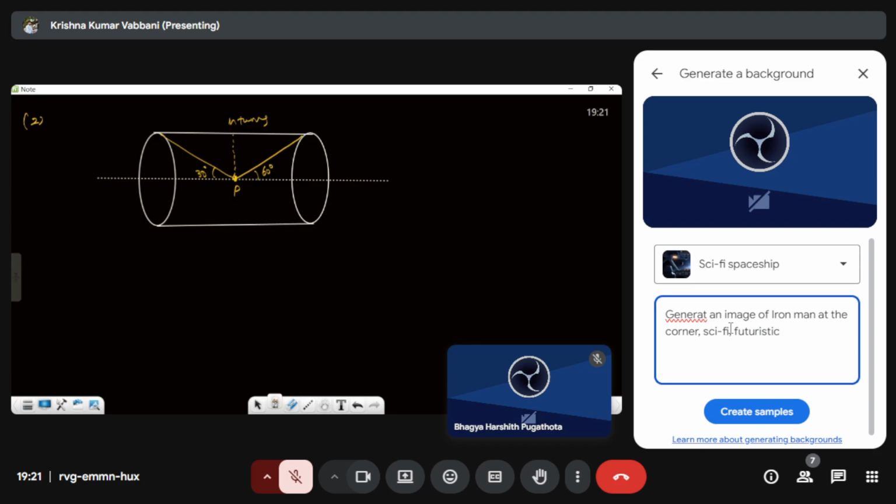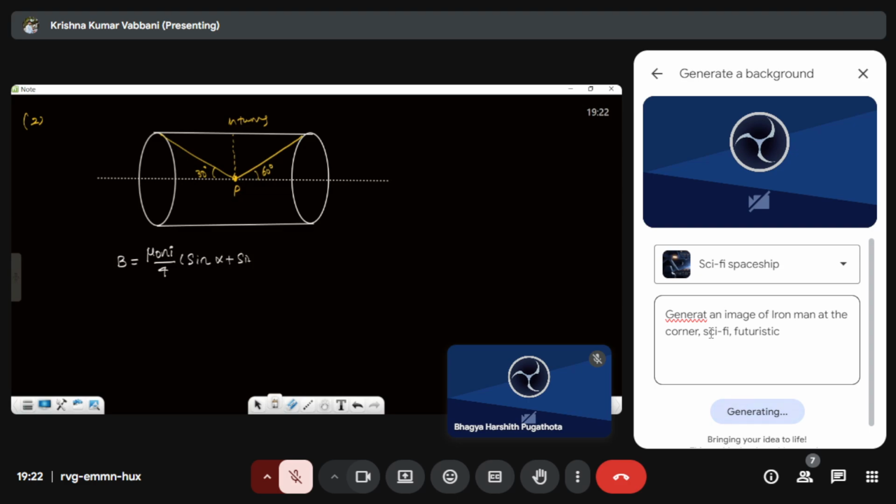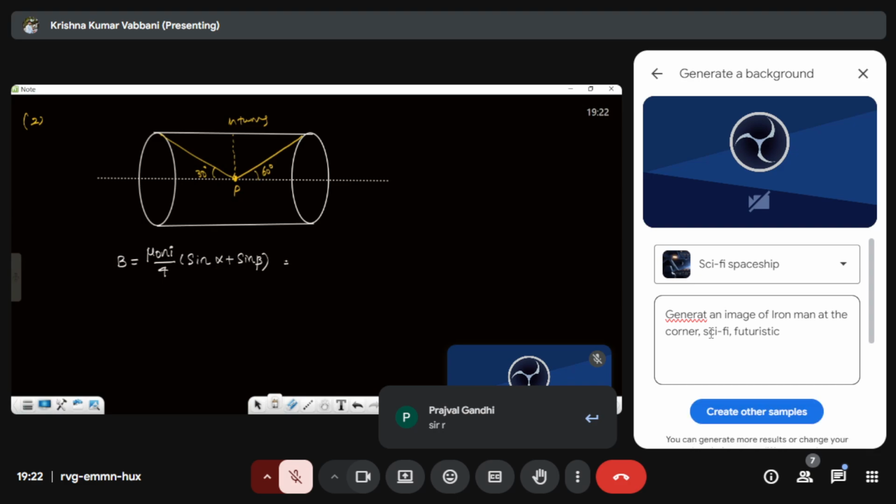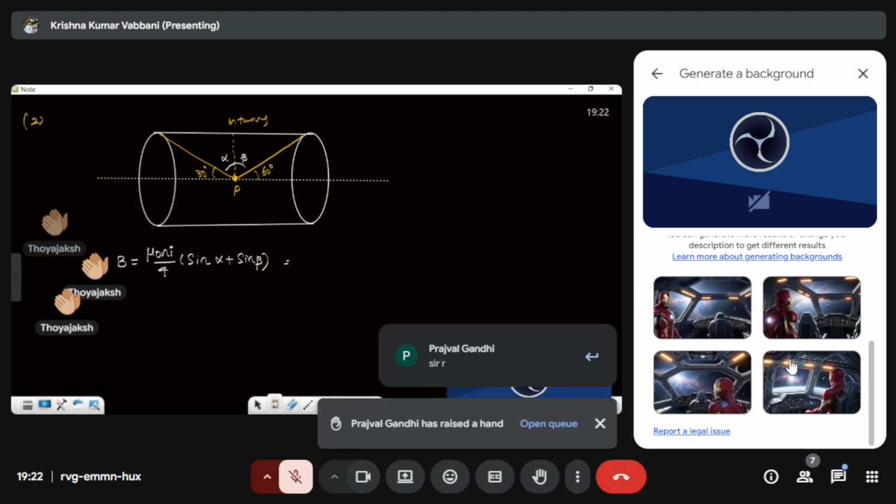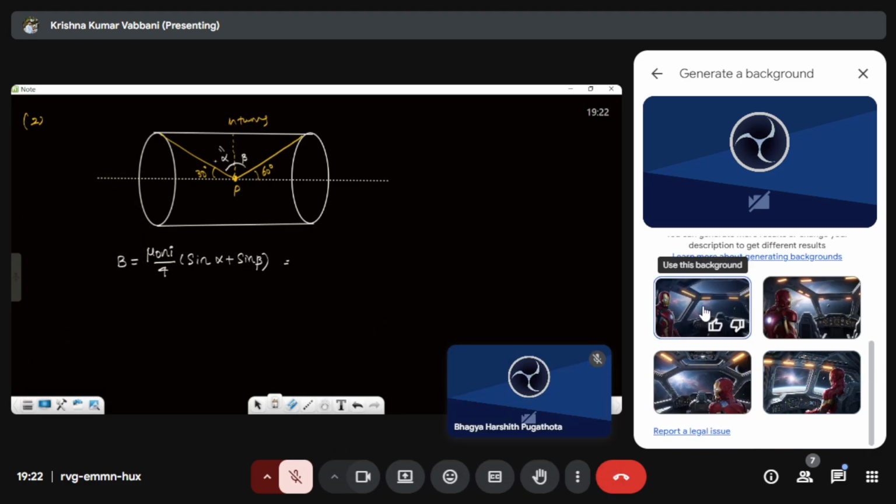I already gave this. Let's again discuss the problem. So how to solve this problem? You just have to write the formula. B is equal to mu naught Ni by 4 into sine alpha plus sine beta. We already gave this formula. So here, usually we have taken alpha here. This is going to be beta. So we can easily see this is going to be 60 and this is going to be 30.